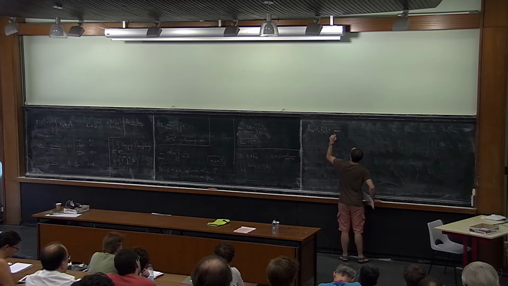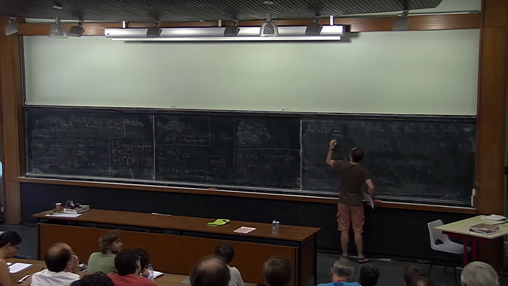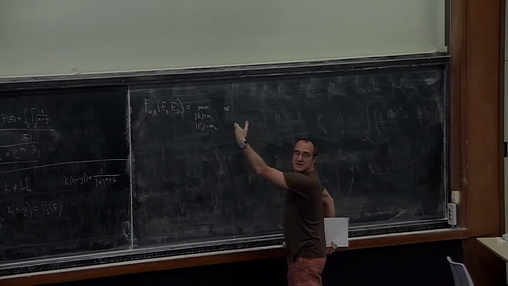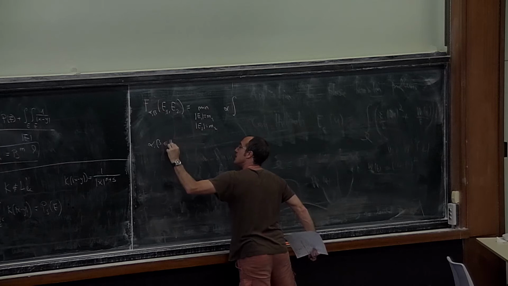Sorry. And then I fix two volumes, m1 for E1 and m2 for E2. And I have an interaction between the first. So a and b will be just two parameters.